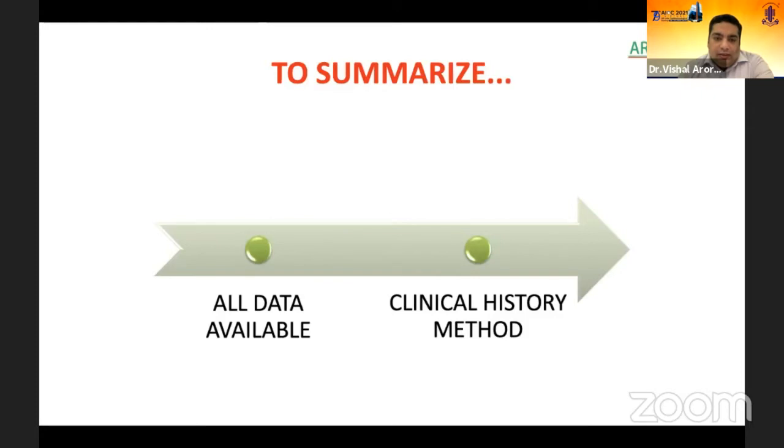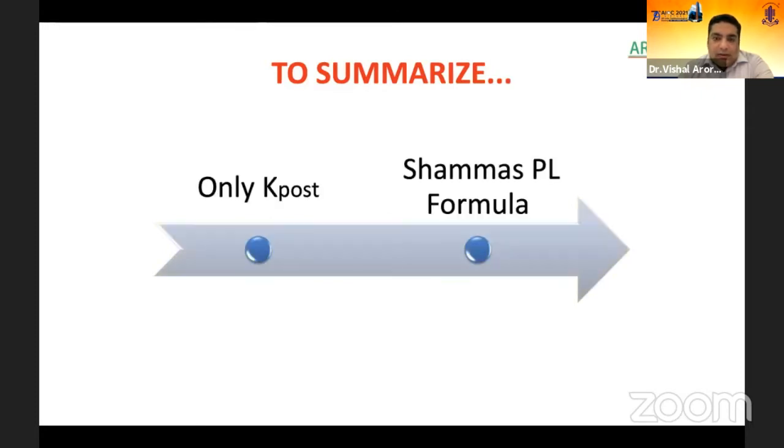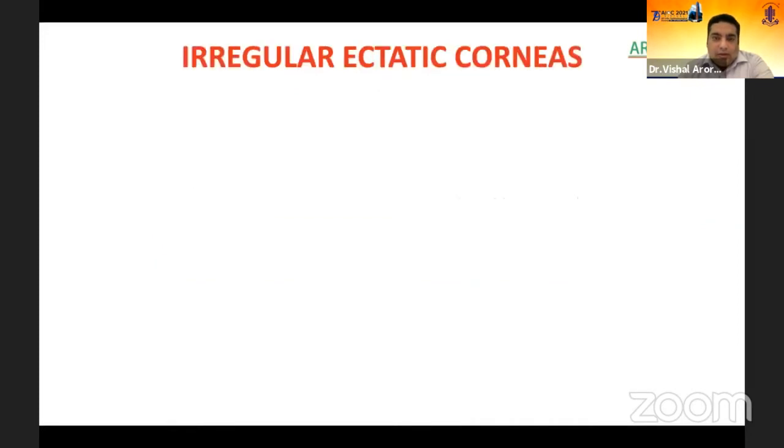So to summarize, if you have all the data as mentioned earlier, the clinical history method is the best. If you don't have the data pre-surgery, and you only have the K after, I mean, the patient has just presented to your OPD, I think it is better to go by Sharma's post-LASIK formulas.